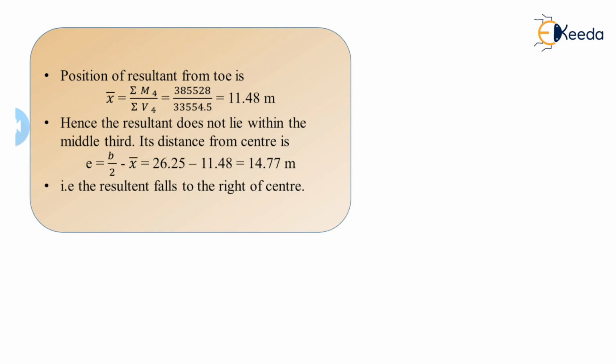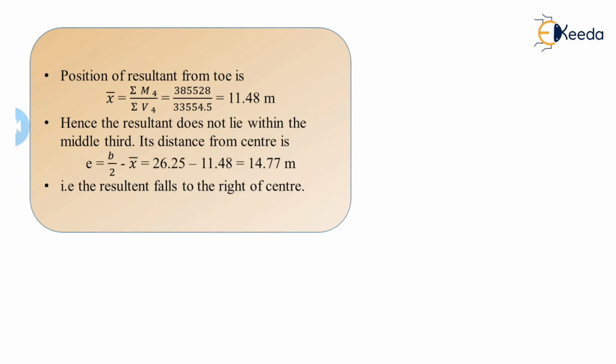Here we are considering the forces along with the silt, along with the water pressure, along with the uplift pressure. The seismic forces will be considered. So the X bar value is the total summation of moment divided by total summation of vertical forces. So X bar will be 11.48.